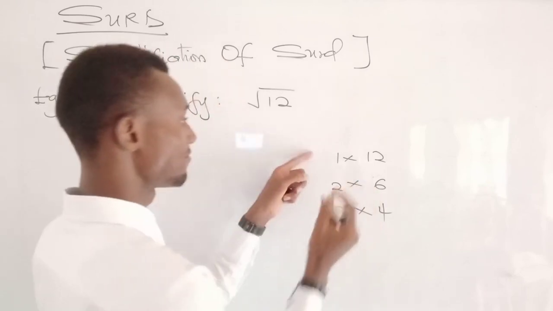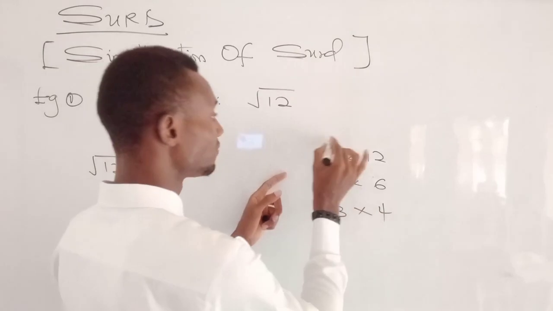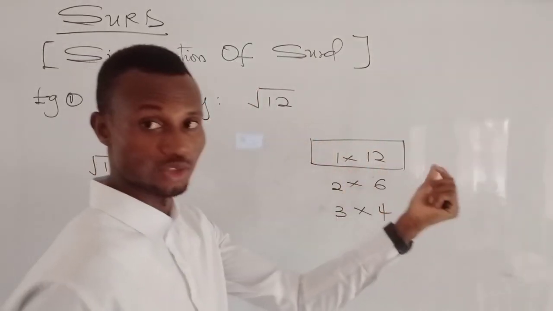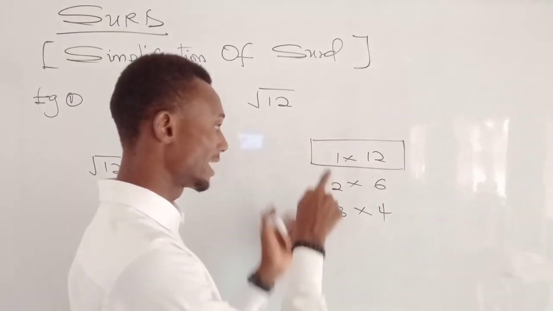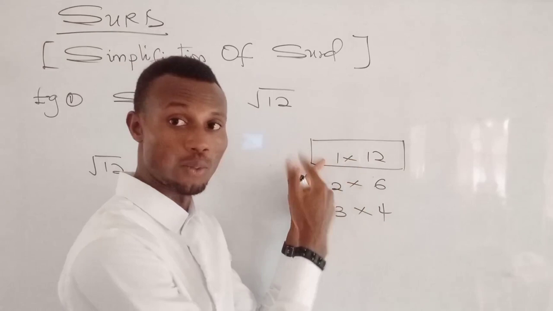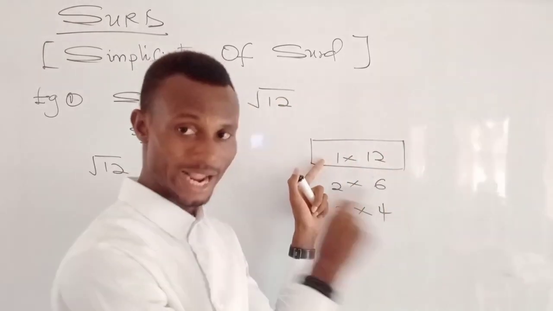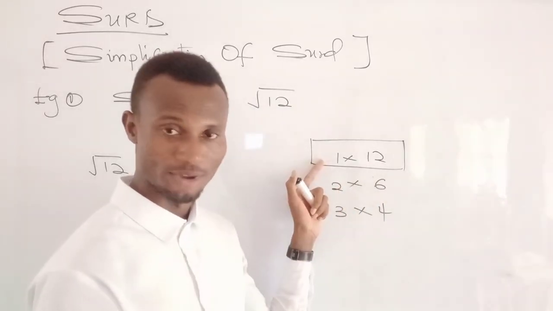Okay, so let's start with the first one. 1 times 12 has a perfect square in it. So let's identify it. The perfect square here is the 1. 1 is a perfect square because 1 squared gives 1, and 1 times 1 is 1. So this one has a perfect square.